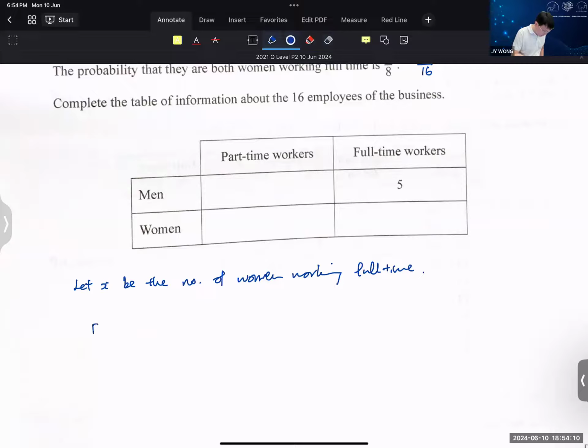Sorry. So P, both women and full-time, is equal to X out of 16. Agree? Times x minus 1 out of 15. And this gives you 2 out of 16. Okay, so actually, if you're solving it this way, you could have it as 1 out of 8. So this is what you must derive.